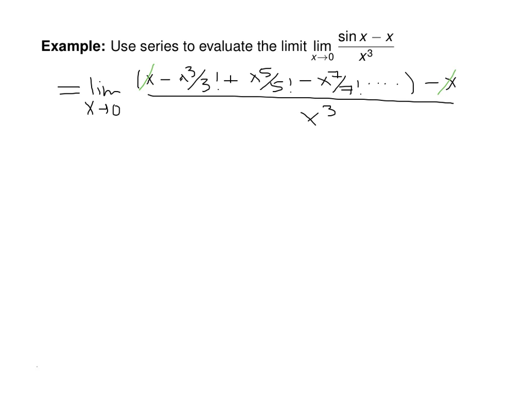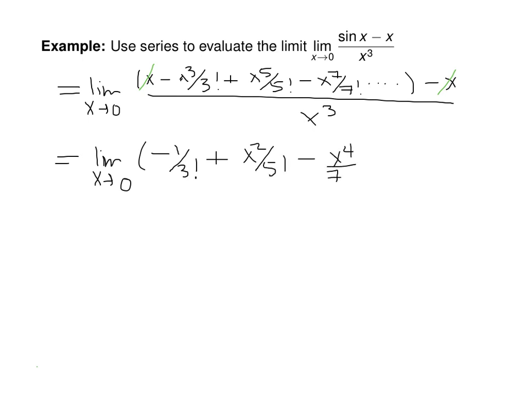Now I just have everything divided by x cubed, and that will reduce all the powers of everything in the numerator by 2. So my first term will now be negative 1 over 3 factorial plus x squared over 5 factorial minus x to the 4th over 7 factorial. The point being, past that, every single term has an x. Now you can input 0, in the numerator that is. Every single term past the 1 over 3 factorial will zero out. So this limit is just going to be negative 1 over 3 factorial, which is negative 1/6.